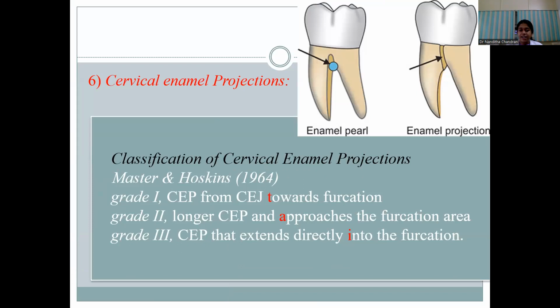Now we have another important factor called cervical enamel projection. It is classified by Masters and Hoskins as grade 1 to 3.